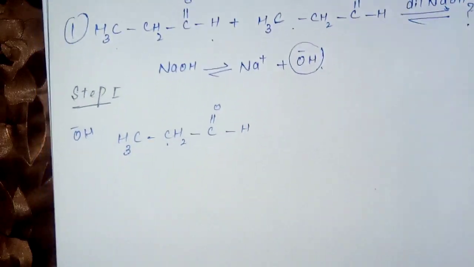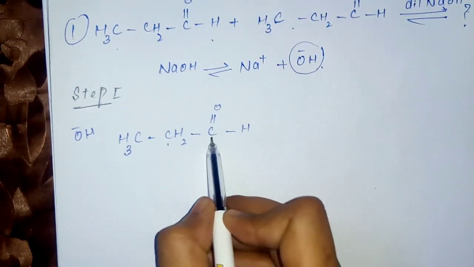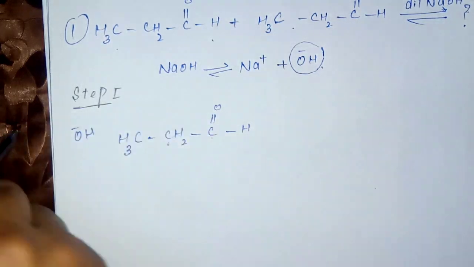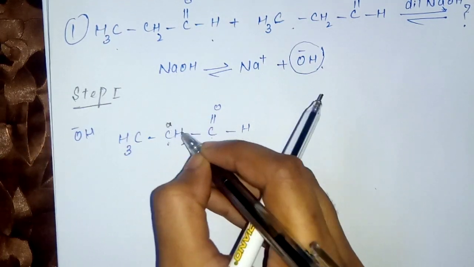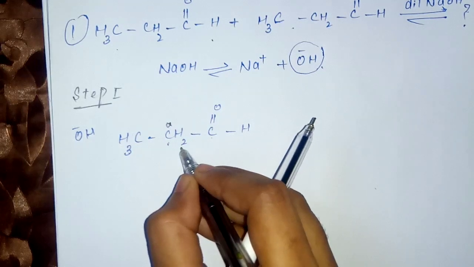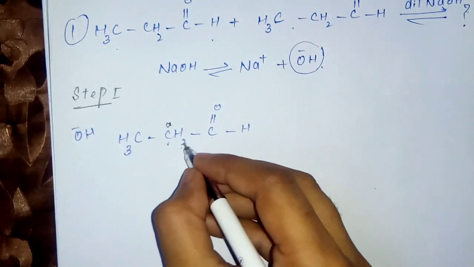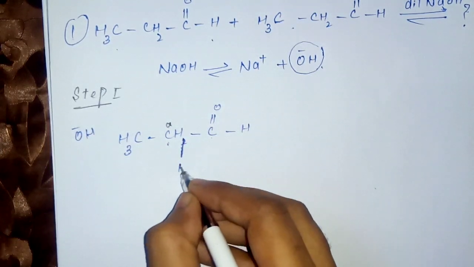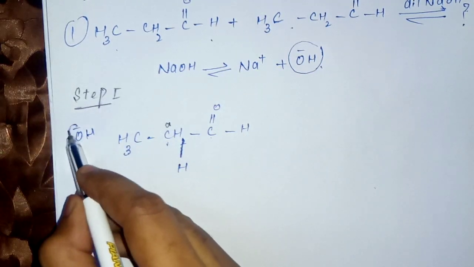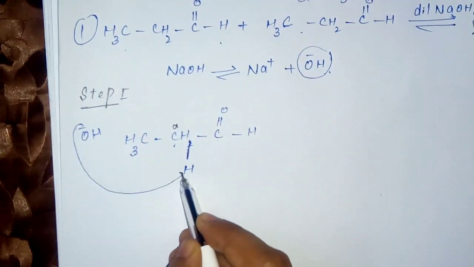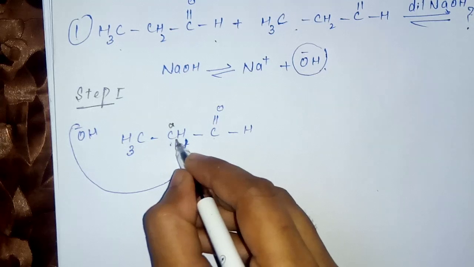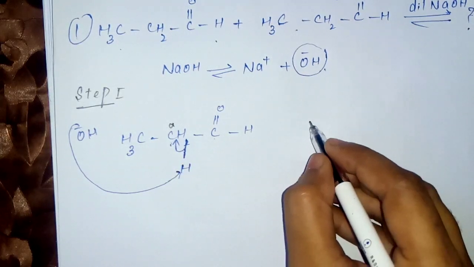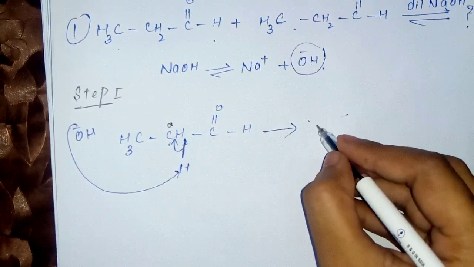And what is the alpha carbon? The carbon directly attached to the carbonyl group, and the hydrogen directly attached to the alpha carbon is called the alpha hydrogen. So here, where is the alpha hydrogen? This is the carbonyl group and this is the alpha carbon. If this is the alpha carbon, then this hydrogen is also called the alpha hydrogen. So we can write the second hydrogen in this case. What will happen? This negative ion will attract the hydrogen ion and the bond will shift from here to here. So what will be the next step?